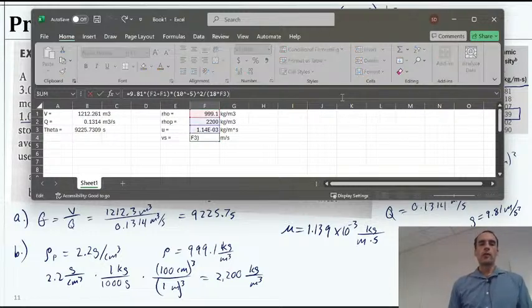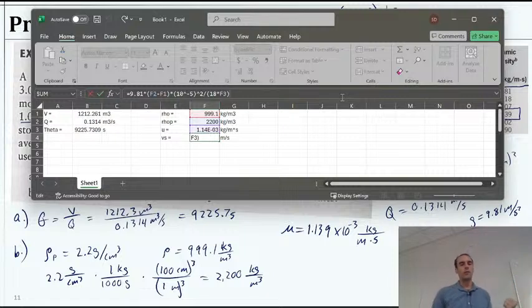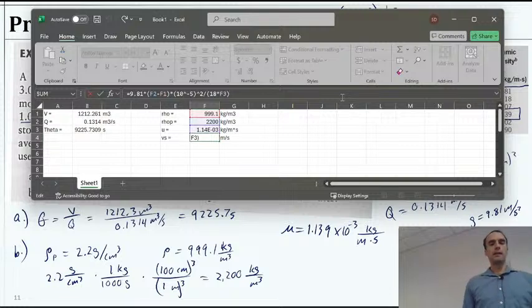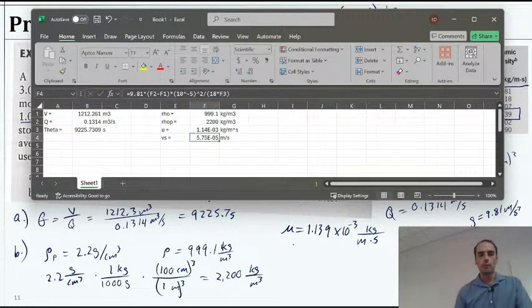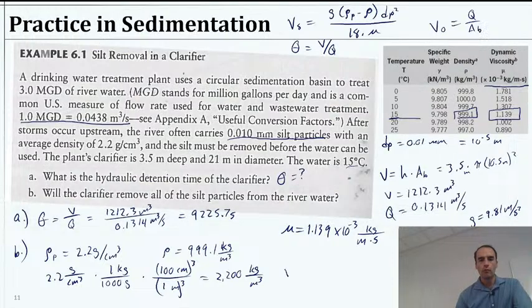And what you'll notice is I wrote in the acceleration due to gravity. I did the density of the particle minus the density of the water, times that 10 to the minus fifth squared, all that divided by 18 times that dynamic viscosity. So I just put that in Excel. You could do that in your calculator. So that should be 5.75 for the value of Vs.